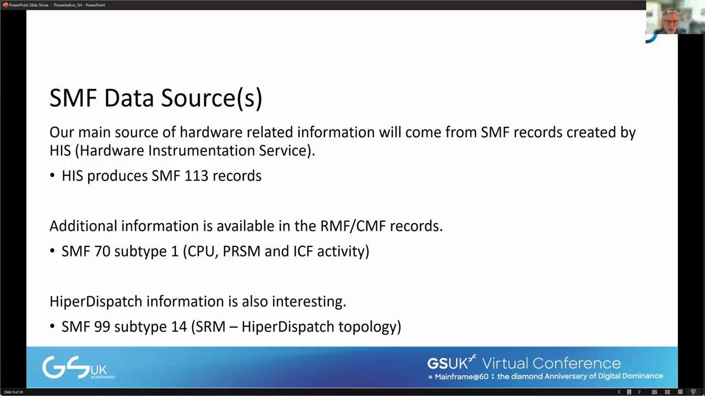Now, in addition to the 113 records, there are obviously records that RMF or CMF produce. An example is the SMF 70 subtype 1, which shows us CPU and LPAR information, PR/SM information, and ICF activity, which is also, of course, very interesting to look at our workload at the hardware level. I'm also mentioning HyperDispatch, the SMF 99 subtype 14, also a very interesting record to look at to see how our workload is executing on this architecture. But as I said, my main focus is on 113 records.